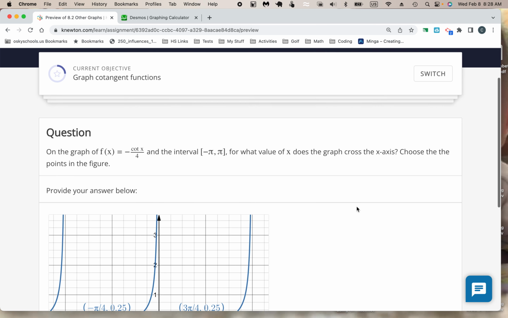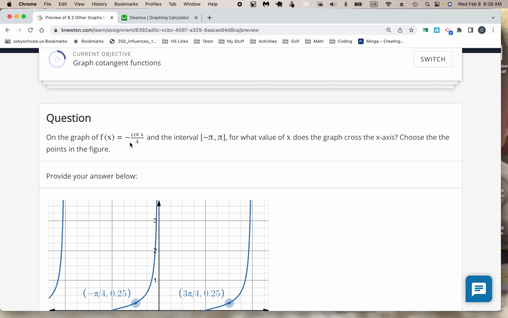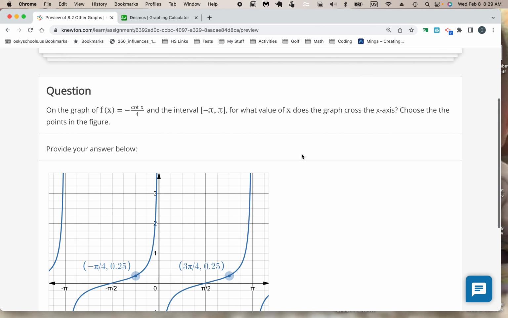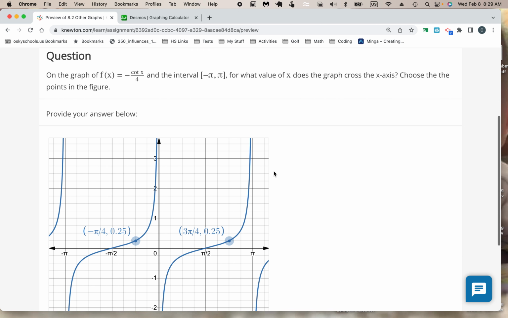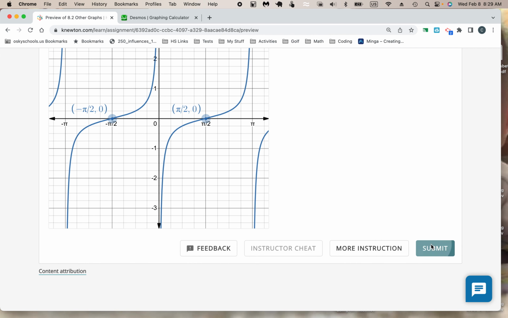Here we're back to graphing cotangent functions for the objective. It says on the graph of f of x equal negative 1/4 cotangent x and the interval negative pi to pi, for what value of x does the graph cross the x-axis? So it wants to know where the zeros are for the graph. Well, that would be at pi over 2 and negative pi over 2, and both of those are within our domain, which was negative pi to pi. So once you set those on the zeros of the function, we can go ahead and hit submit.